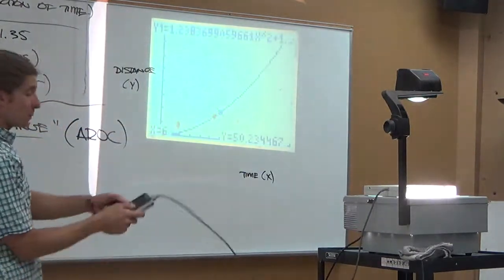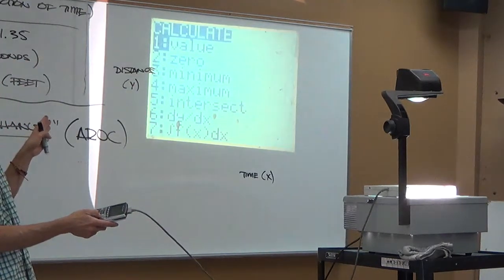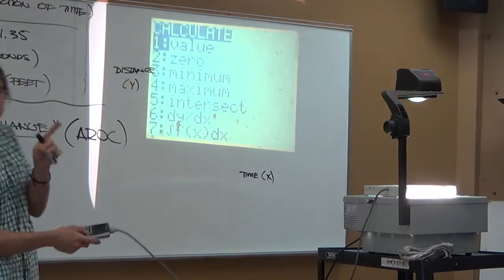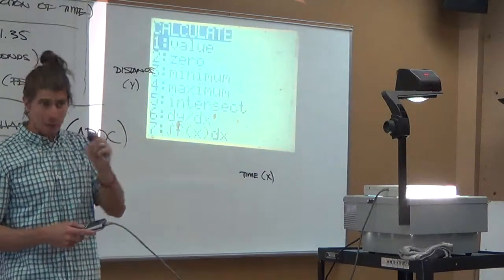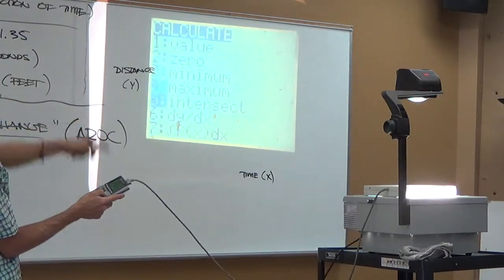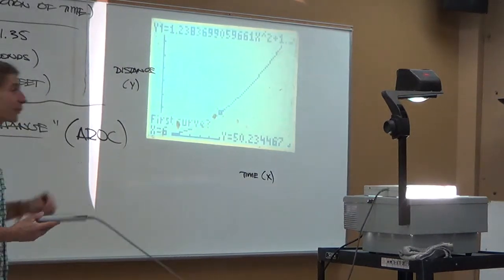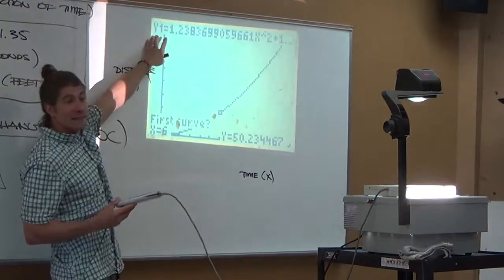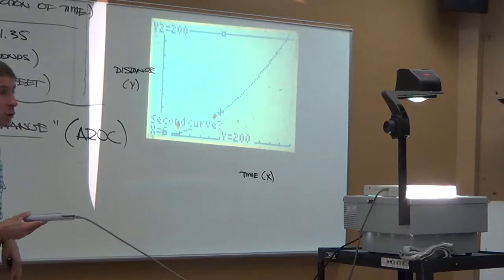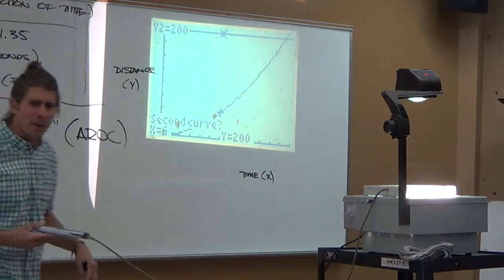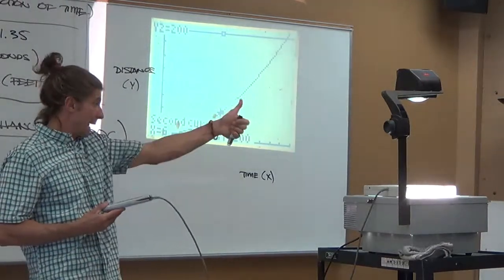You press second trace to get to the calculate menu. It's the same place that Di told us to go, but go second there instead. Second trace, go down to intersect, press enter. It asks for the first curve, should I use y1? Yes, I want to intersect y1, so press enter. It says, should I use y2 as the second curve? That might bother you a little because it's a line, not curving, but it calls all graphs curves, so you say yes.